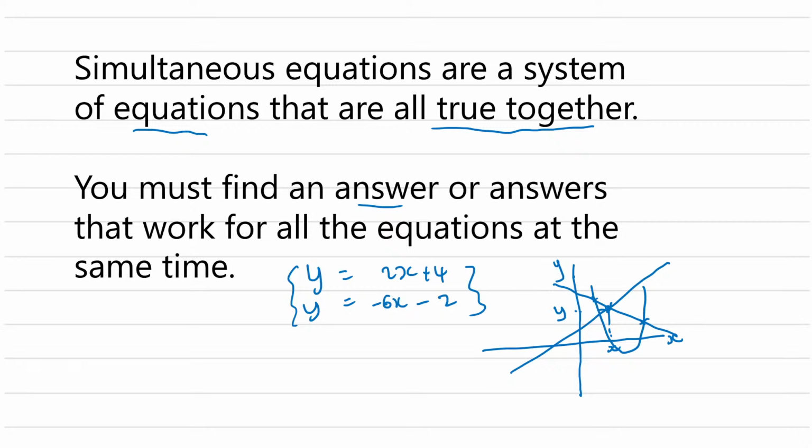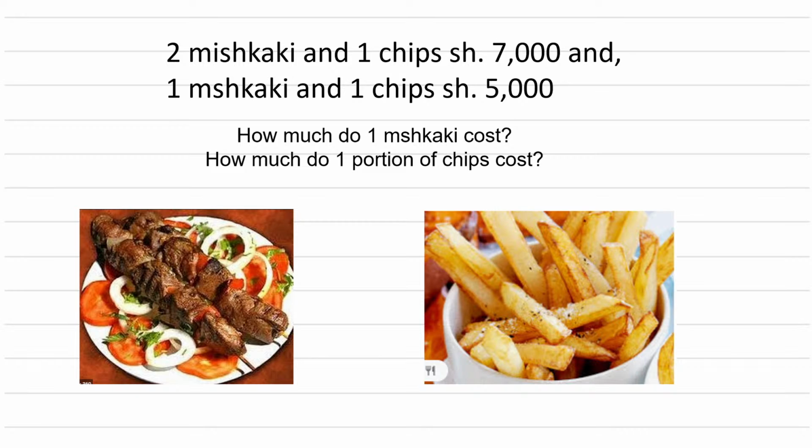And why are they important? Well, let me give you one example. For example, here I have 2 mishkaki. So for mishkaki, if you don't know what that is, a kebab. So 1 mishkaki and 1 chips, let's say, cost 7,000 shillings, and 1 mishkaki and 1 chips cost 5,000 shillings. How would you solve something like this? This is one of the simplest examples that you could have. In real life, there are more tricky situations where you would need to use simultaneous equations, okay?